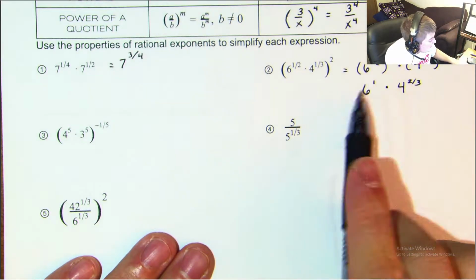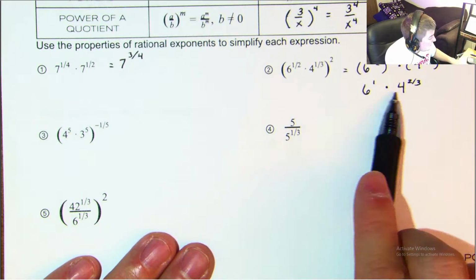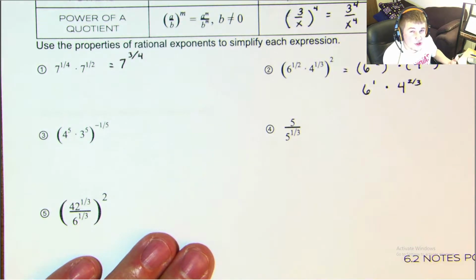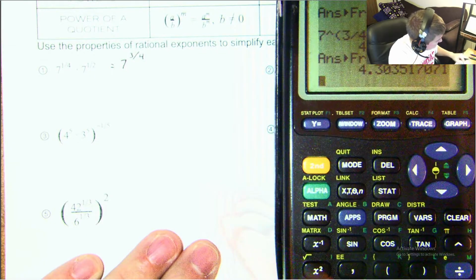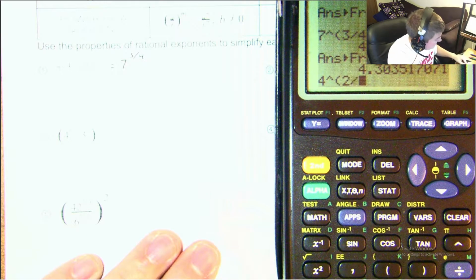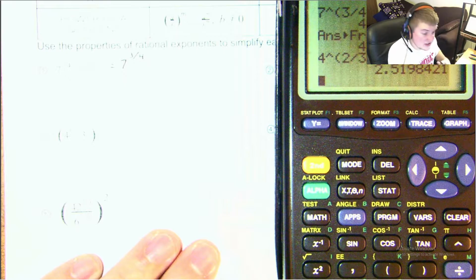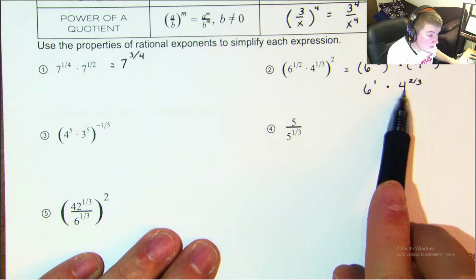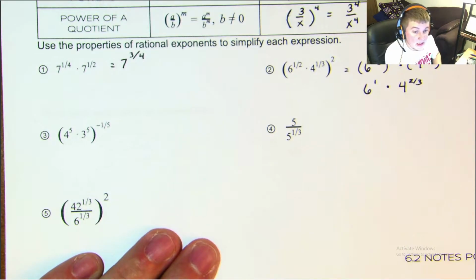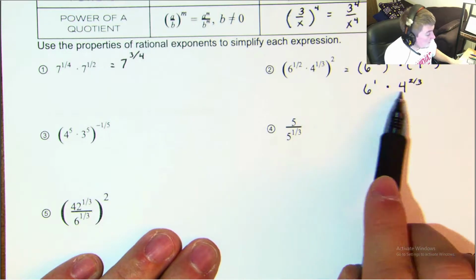So 6 to the first power is just 6. 4 to the 2/3, we're pretty sure that may not simplify, but we should check. So 4 to the 2/3 power is, again, some long irrational number. So we're just going to consider 4 to the 2/3 power simplified. So this expression is simplified as 6 to the first times 4 to the 2/3 power.